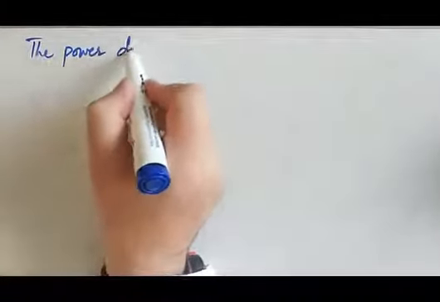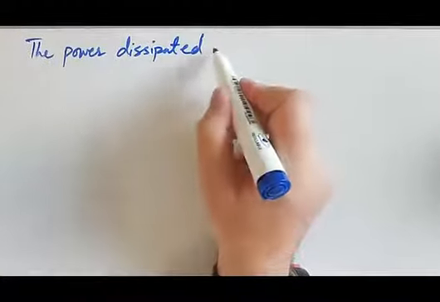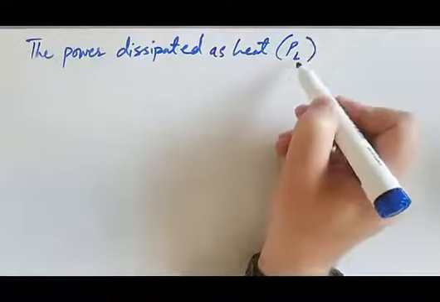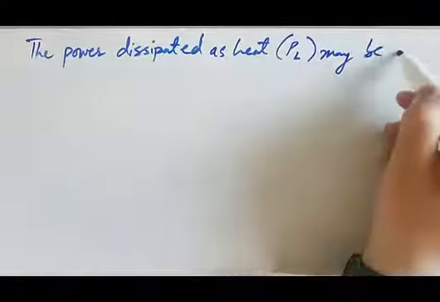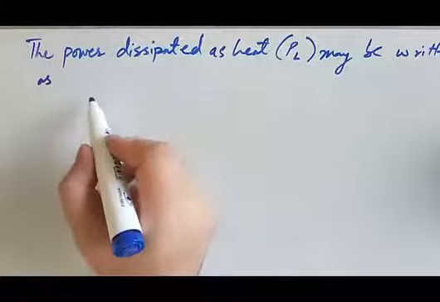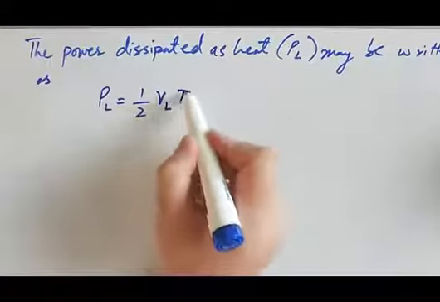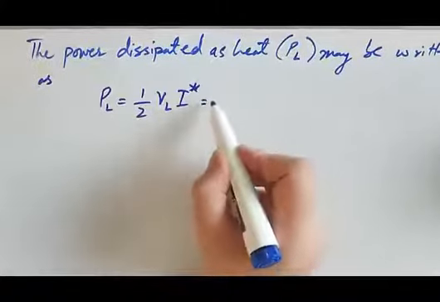We can also find out the power dissipated as heat. That can be represented as PL, where L shows the loss. PL is actually equal to half of VL and I star, where star denotes the complex conjugate.